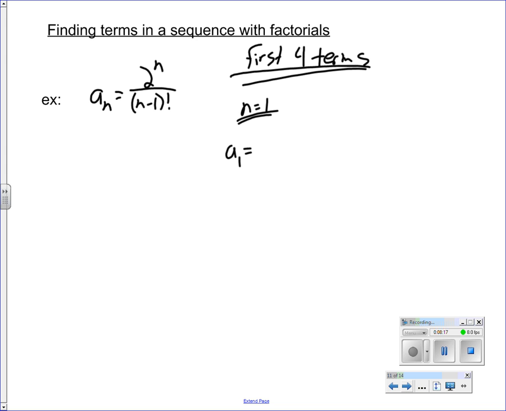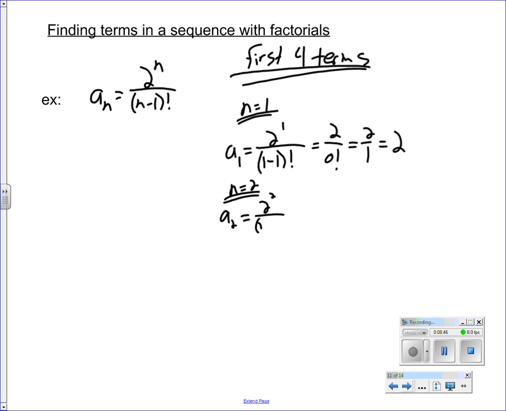So a1 would be 2 to the first over 1 minus 1 factorial. So that'd be 2 over 0 factorial. 0 factorial is 1. So this first term would just be 2. Second term, same thing, we're going to follow the formula. 2 to the second over 2 minus 1 factorial. That'd be 4 over 1 factorial. 4 over 1, just 4.